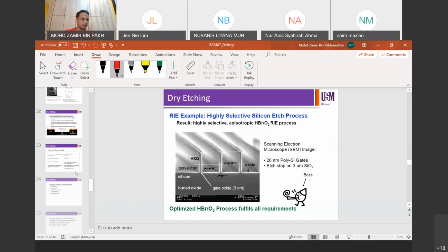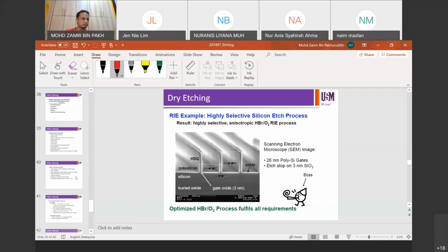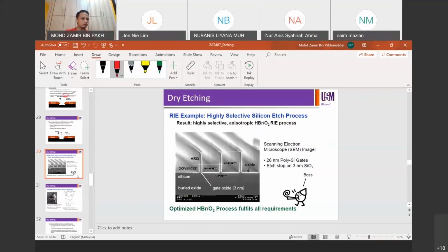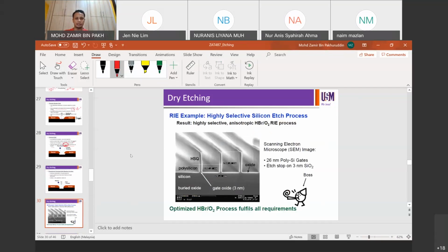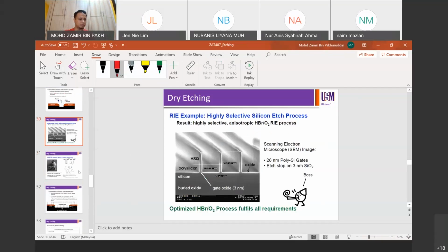Let me go through another, maybe one or 2 pages. Dry etch, okay, maybe just this page, I think. Maybe just 2 pages, right? One of the examples of dry etching is called RIE.